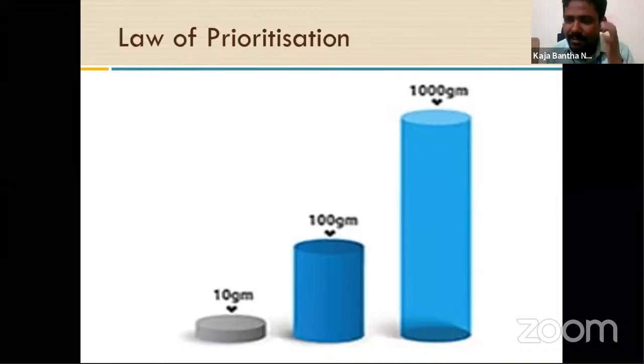10-gram problems have very little weightage. You address 1,000-gram problems first. You put effort into 1,000-gram problems.